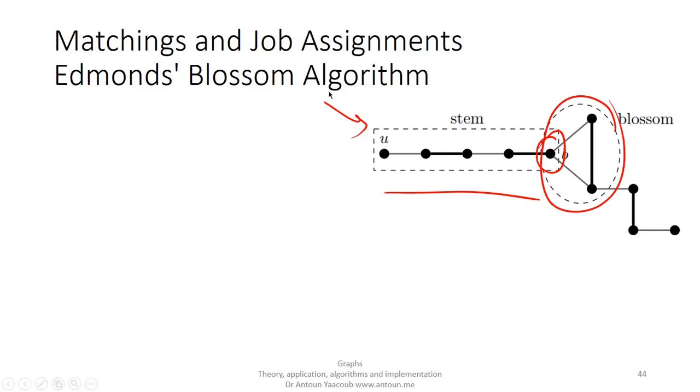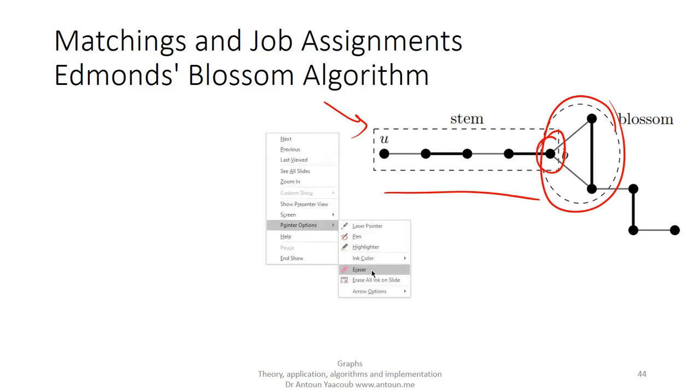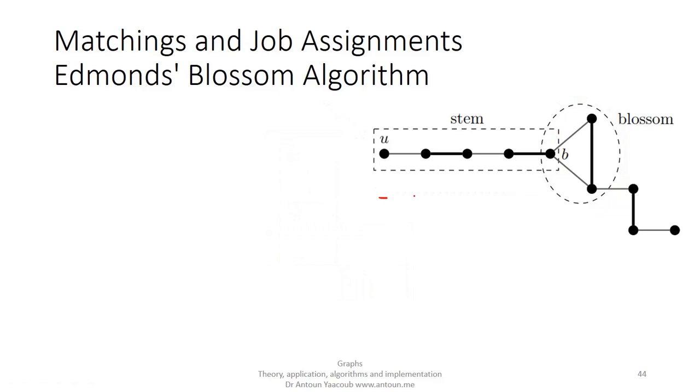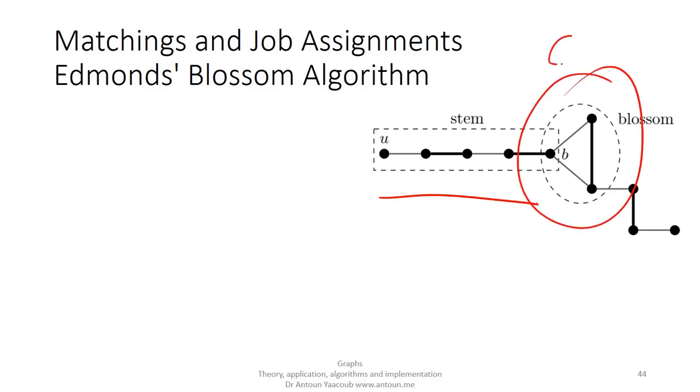So more properties about that. We know that the stem must be of even length, since the last edge must be from the matching M, obviously, so it's an even length. The blossom is an odd cycle, so we represent it as C2K plus 1. Why? Because we have just K edges which are matched from M. For example, here I have C3, so K is equal to 1, and I have C5, so K is equal to 2. So K would give me the number of matched edges.